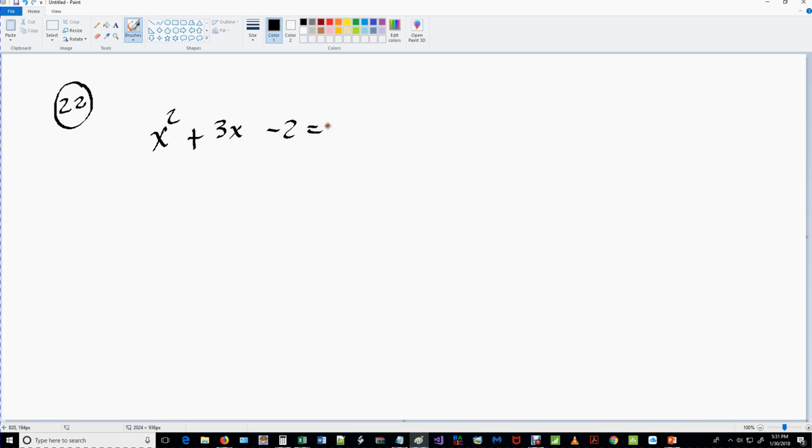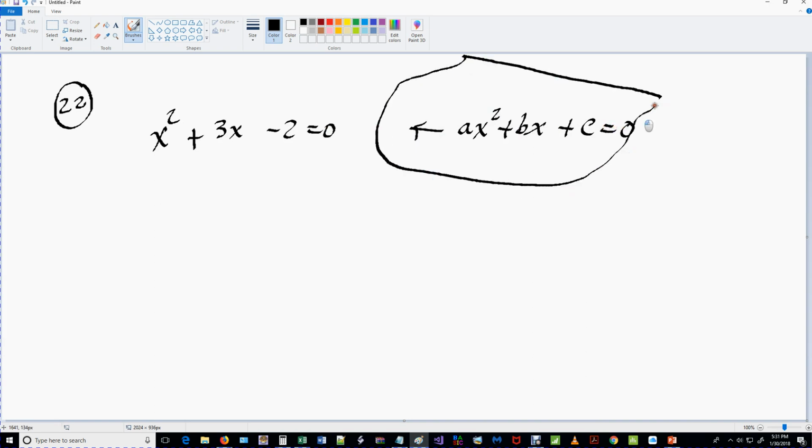minus 2 equals 0. Now what this one tells you is as follows. The coefficient of x squared is called a, because you can actually write this one as ax squared. The coefficient of x is called b, and then the constant, which in this case is minus 2, we call c, right? This equation right here is called the standard form.